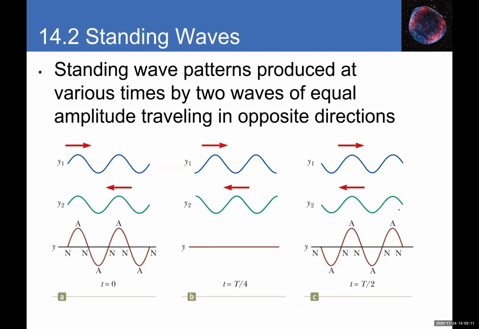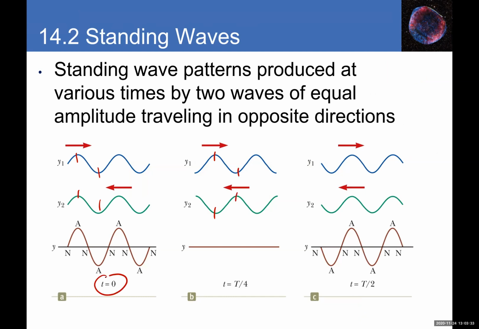All right, so then we can see the standing wave patterns produced at various times by two waves of equal amplitude traveling in opposite directions. So you basically get this. When you have two crests or two troughs, you get constructive interference. When you get a crest and a trough, you get destructive interference.